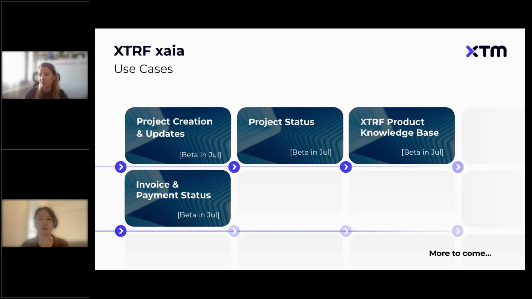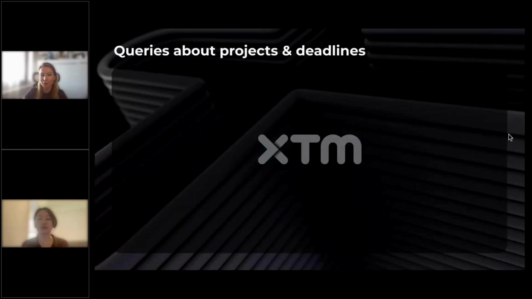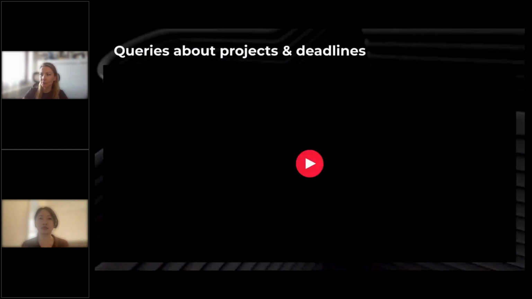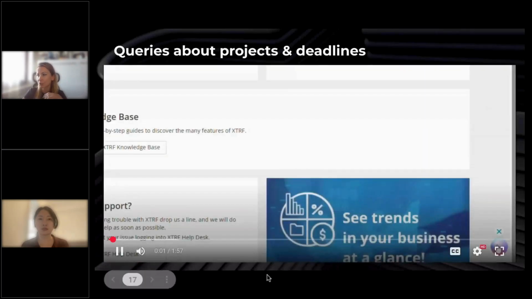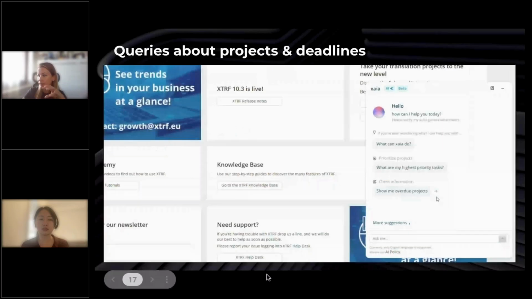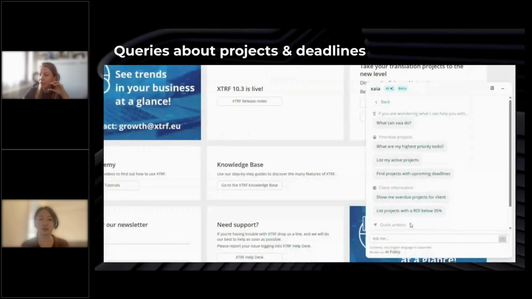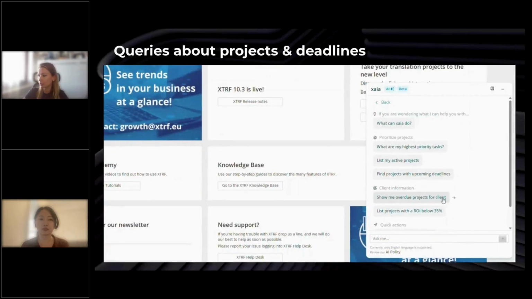Now, as I said, this is what's coming with the beta. There is much more to come, but let's just take a look at some examples of how Zaya works. The first one is queries about projects and deadlines. Zaya is a multicolor circle, as you can see. It already has some predefined prompts that are ready to use, the most frequently asked questions to Zaya. So you just need to click on one of the prompts, like show me overdue projects.